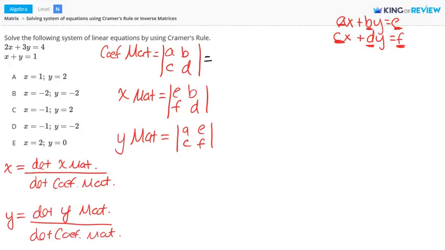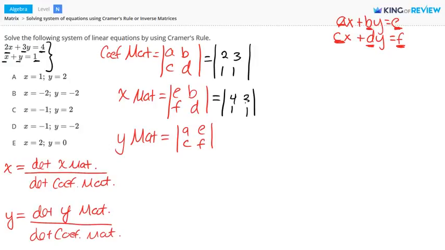So let's set them up using our specific values. For the coefficient matrix, if we look at our system of equations, the coefficients are 2, 3, 1, and 1. For the x matrix, we're starting with E and F. Those are the constants, so 4 and 1. And then we have B and D, 3 and 1. And then for the y matrix, we have A and C, so 2 and 1, and then E and F, 4 and 1.